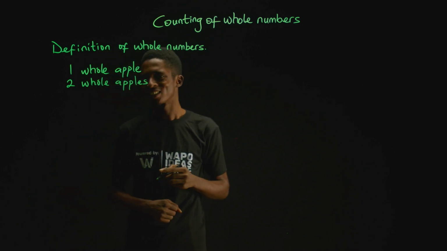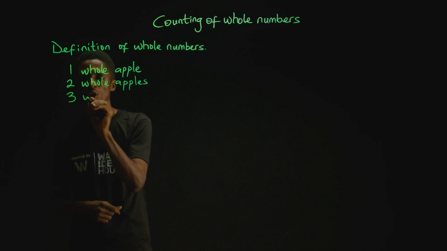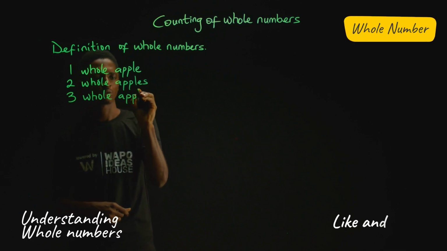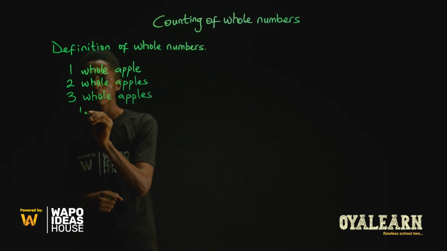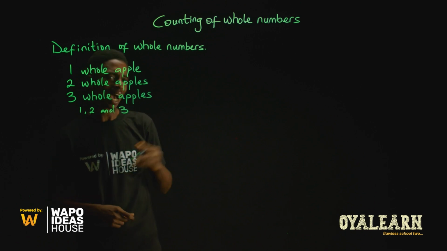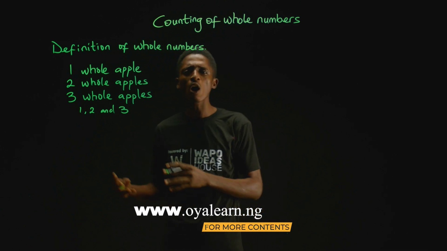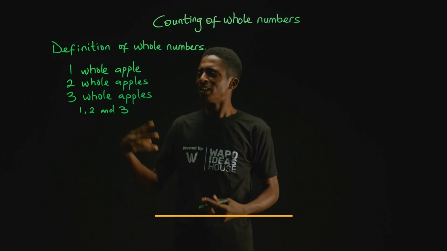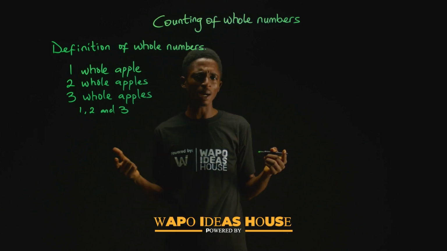What if you get a third? This time you would have three whole apples. The numbers here, 1, 2, and 3, and so on, help you to keep track of the number of complete apples you have. In like manner, they help you keep track of what we know as whole numbers.